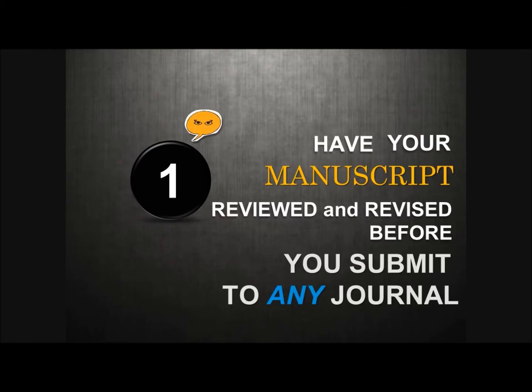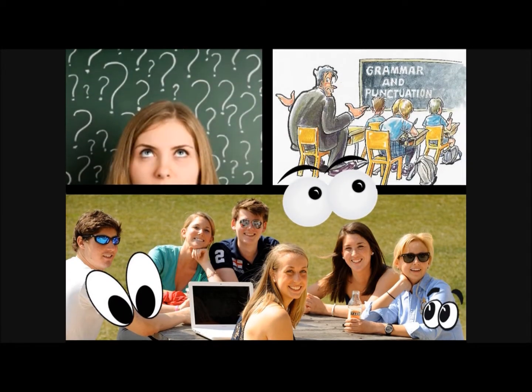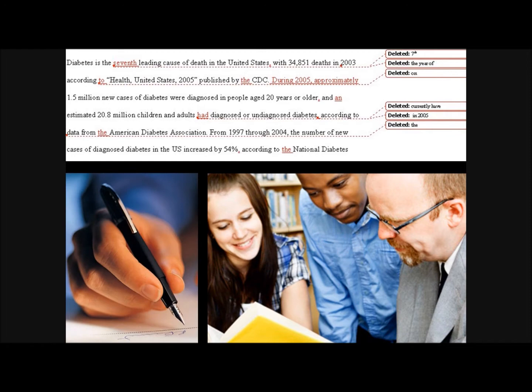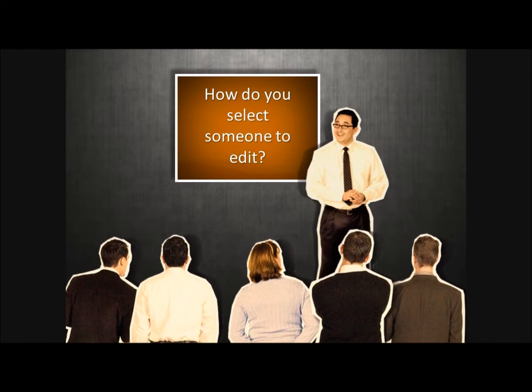The first step is to have your manuscript reviewed and revised before you submit to any journal. Get a fresh pair of eyes to take a look at the content, grammar, punctuation, methodology, and theoretical framework. Take a look at your manuscript. What else can you revise or condense? Should anything be edited out? What extra steps can you take to ensure that your manuscript is ready for an informal peer review? I highly recommend that you give a thorough edit and proofreading to the document that you're about to submit to a research journal. How do you find someone to review your manuscript?